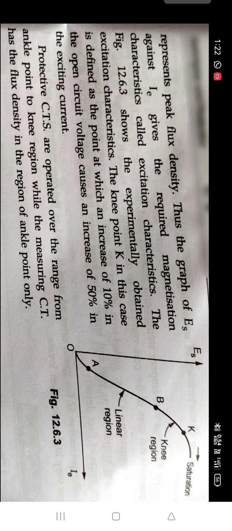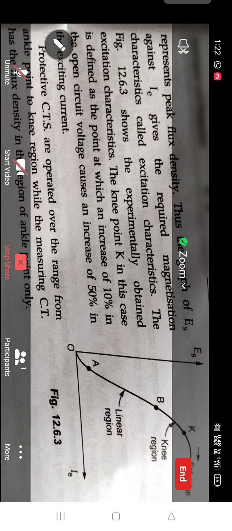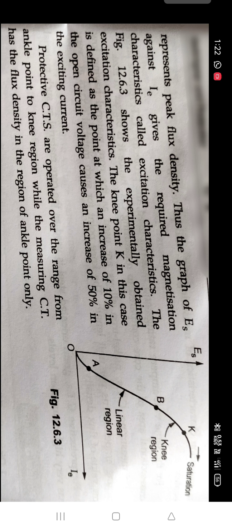Now this shows the experimentally obtained excitation curve. The knee point K in this case is defined as the point at which a 10% increase in the open circuit voltage causes an increase of 50% in the secondary exciting current.